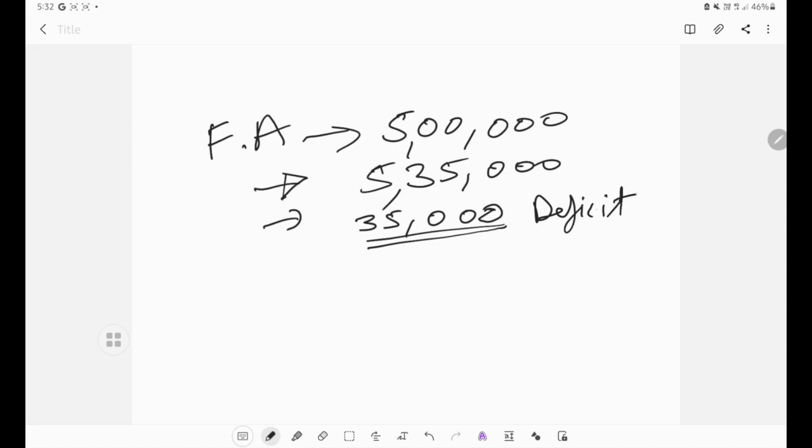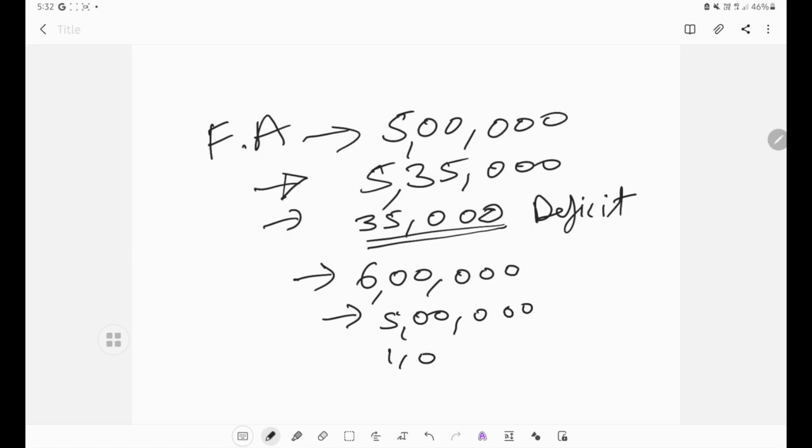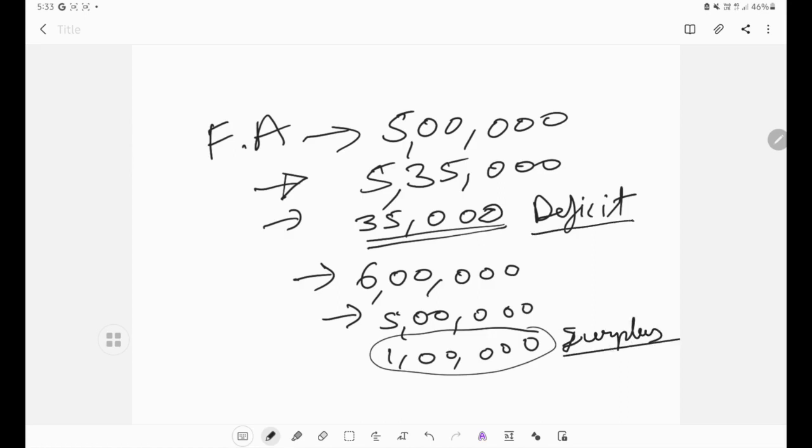Okay, and let's assume another situation, for example they have an income of 6 lakh, and their expenditure was 5 lakh. So now they have 1 lakh, and this 1 lakh is called surplus. So this is called surplus, and this is deficit. I hope you got this concept.